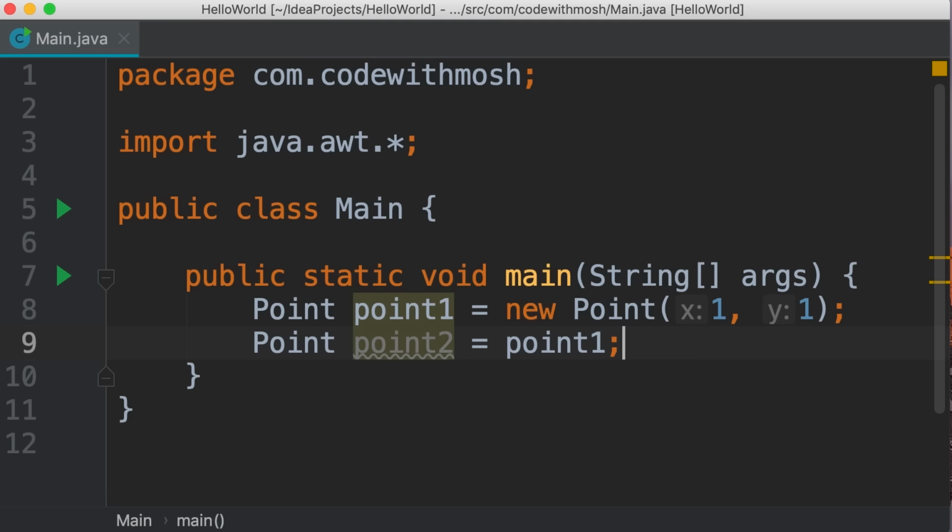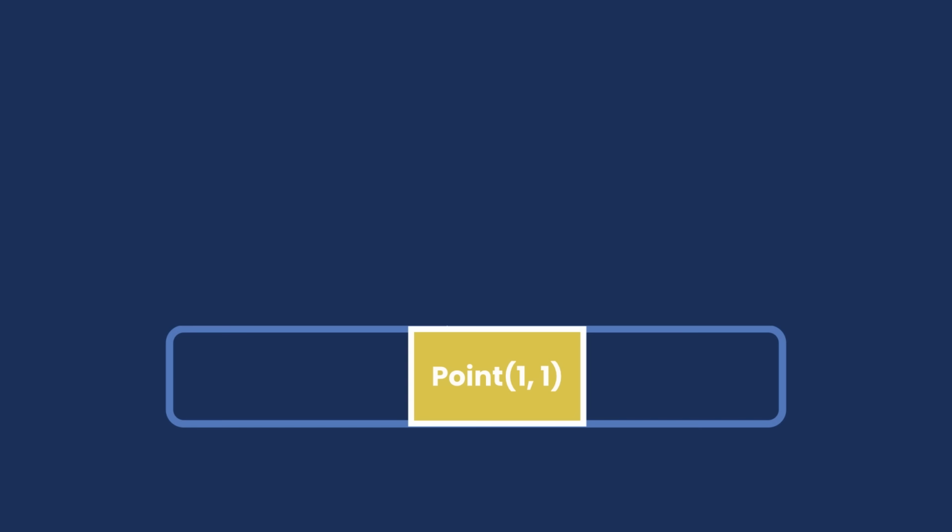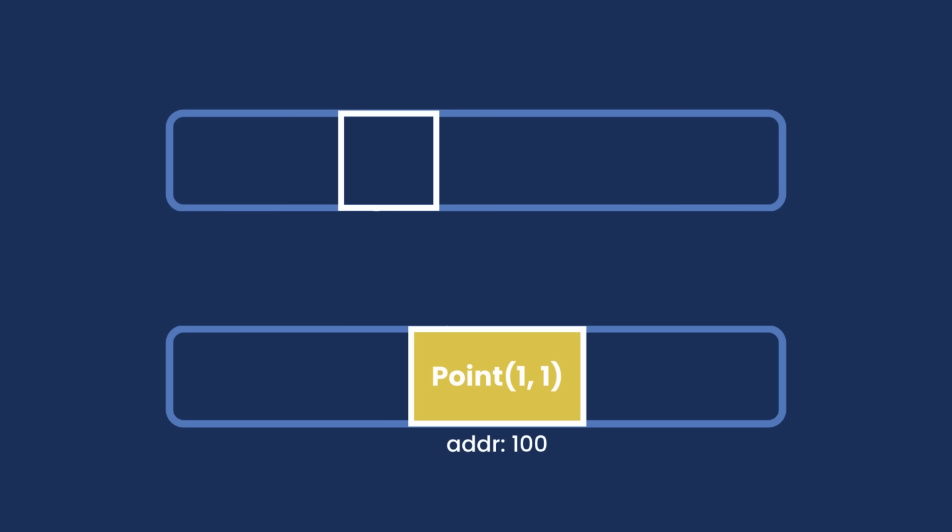And this is where things get interesting. When the Java runtime environment executes line 8, first, it's going to allocate some memory to store this Point object. Let's say the address of that memory location is 100. Then it's going to allocate a separate part of the memory, and it's going to attach this label to that memory location, point1. In that memory location, it's going to store the address of our Point object.